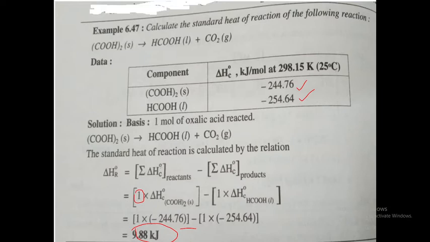So then we are going to concentrate on the product. We have two products: one is formic acid, another one is carbon dioxide. But here carbon dioxide data are not given, so we should take it as 0. So only formic acid; substitute the formic acid value here. How many moles of formic acid are produced here? As per the reaction, 1 mole of formic acid is produced. So what do you do here? 1 into the standard heat of combustion value of formic acid. Are you clear or not? Okay. Substitute all the values here. Finally we get 9.88 kilojoule.